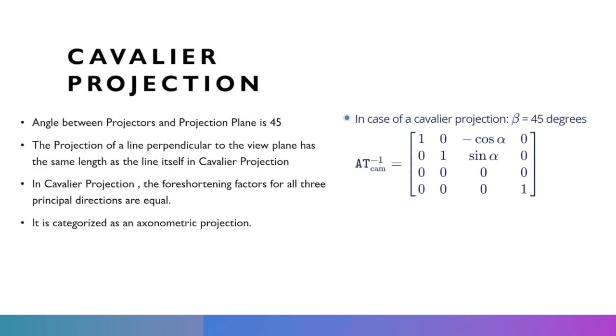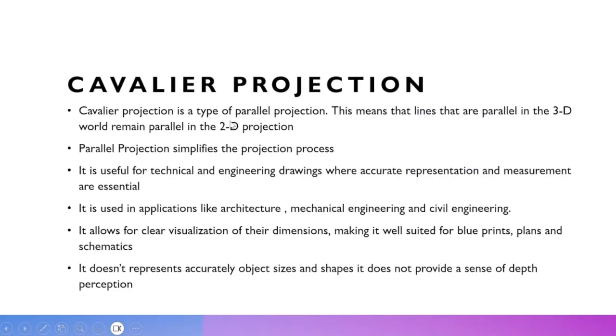So it is the representation of the cavalier projection in matrix form. Here we are putting beta equal to 45 degrees, so it is called cavalier projection. When we are converting 3D to 2D, it simplifies the projection process. The main usage of cavalier projection is in technical and engineering drawings, because it gives an accurate representation and measurements are essential. Applications include architecture, mechanical drawing, and civil engineering.